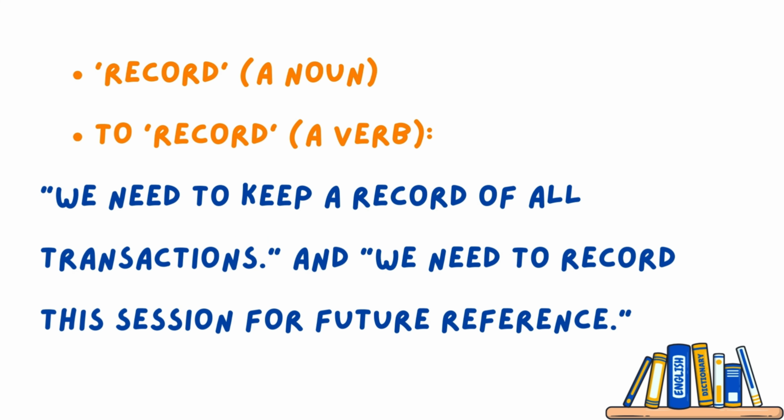Consider the difference between a record, the noun, and to record, the verb. We need to keep a record of all transactions, and we need to record this session for future reference. In the first example, the stress is on the first syllable, record. In the second, it shifts to the second syllable, to record. If you stress the wrong syllable, the listener might misunderstand or need a moment to process your meaning. A disruption you want to avoid, especially if you're in a professional setting.